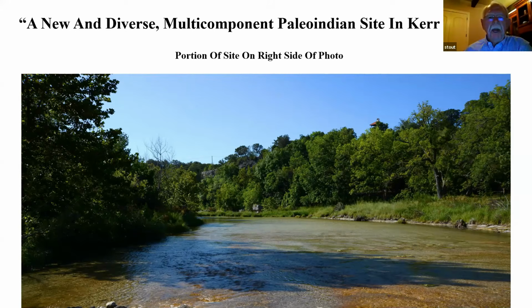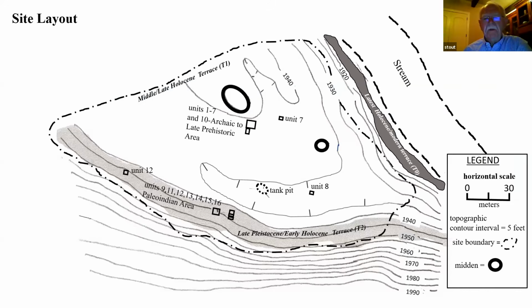This is a map of the site. You can see the scale there in meters in the legend. And this is, first of all, a topographic map. That's what all the small lines are. And then there are the different pieces of the site, such as these thick oblong things and circles. Those are the middens. There are 2 middens on this site. And then you can see the small square and rectangular boxes. Those are the units that we have excavated.